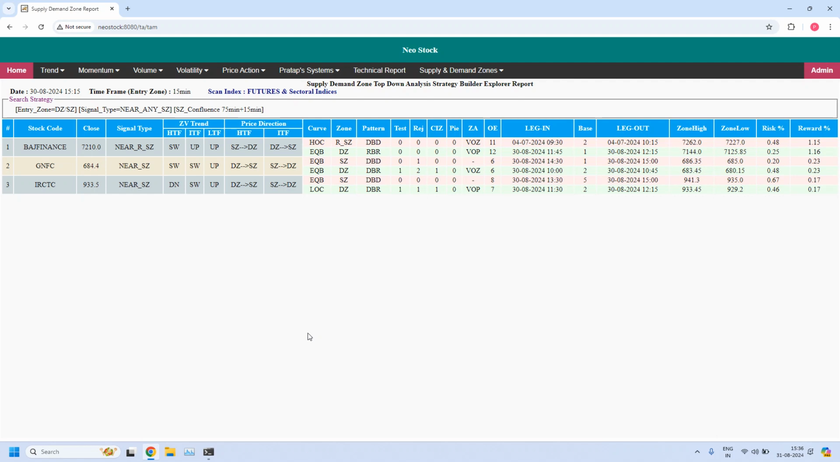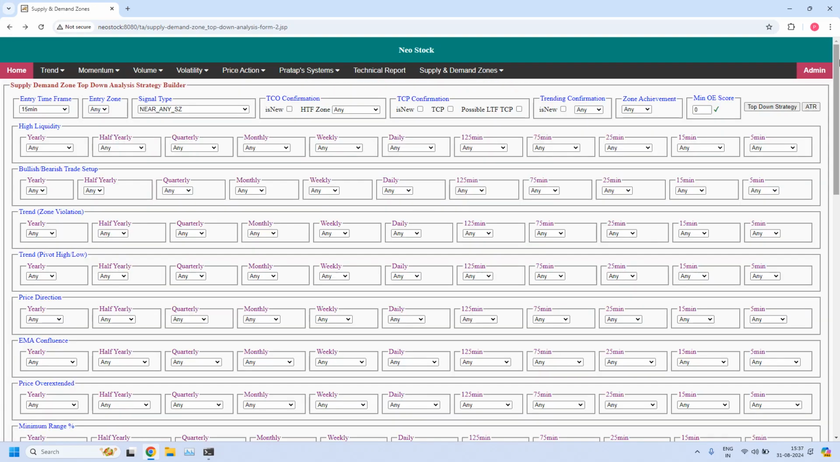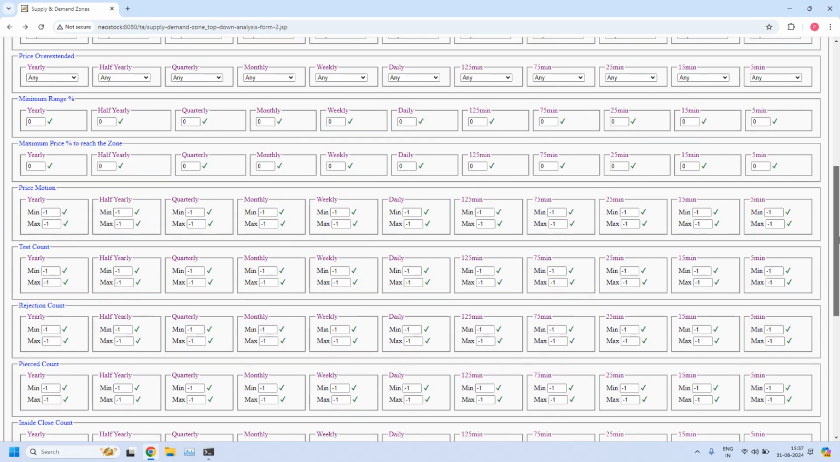All these 3 supply zones are having confluence with the ITF time frame, that is the 75 minutes time frame. And in this again, Bajaj Finance is a high liquidity 15 minute supply zone. Okay, now among these 3, let us verify again how many of these stocks are having confluence with the HTF time frame, that is the daily time frame, that is LTF, ITF, HTF supply zone confluence.